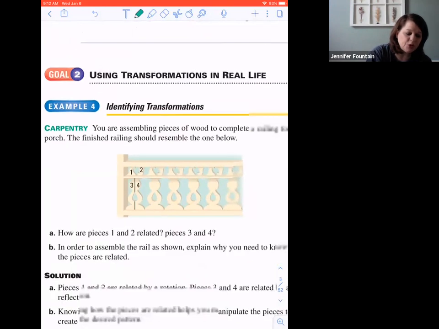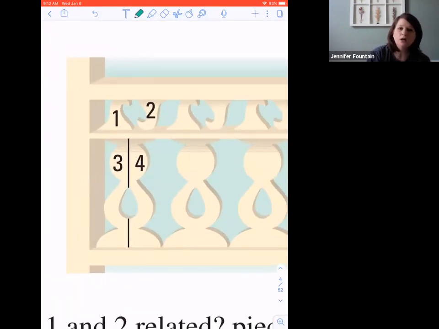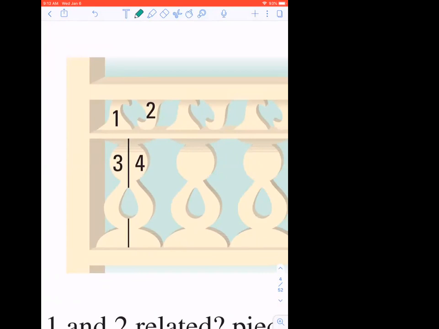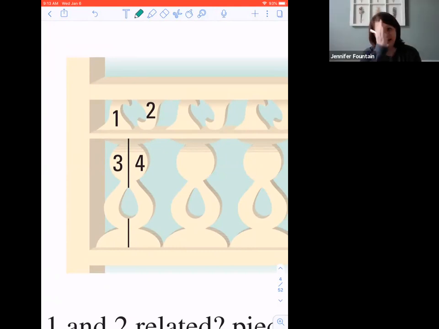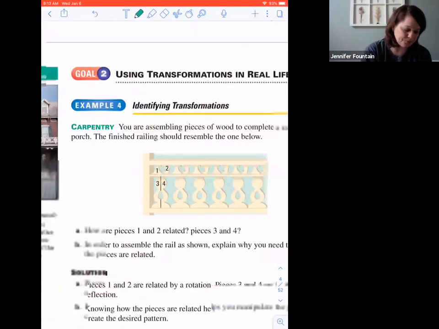So what about pieces 3 and 4? Look at 3 and 4. Reflection. We have a reflection there. The line helps me to see that, knowing that I've got that line that it is reflected over, but then I can also see that it's just flipped right over. So here we have a rotation and a reflection.